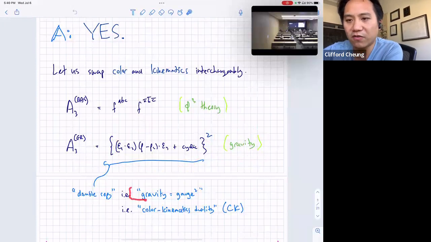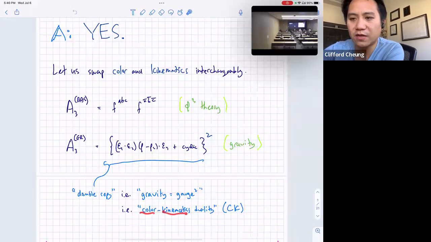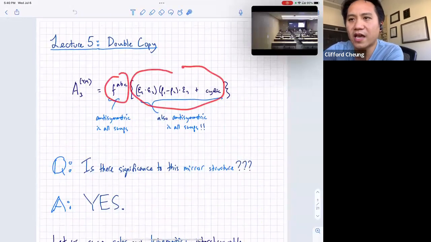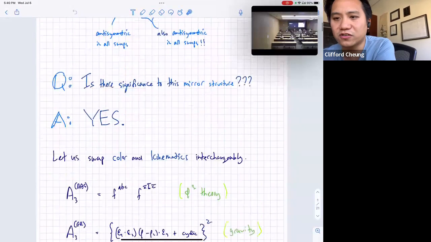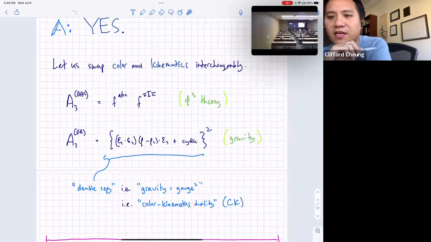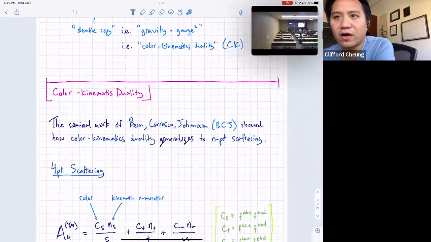So there's a number of other ways that this is colloquially described. It's called gravity is gauge squared, also known as color kinematics duality, where just in terms of the name, the idea is that color and kinematics are on equal footing because this color and this kinematics have exactly the same kind of algebraic structure. So we envision that there's some kind of duality that links them and swaps them, called CK or color kinematics duality, which would be another way of stating the same squaring type property.